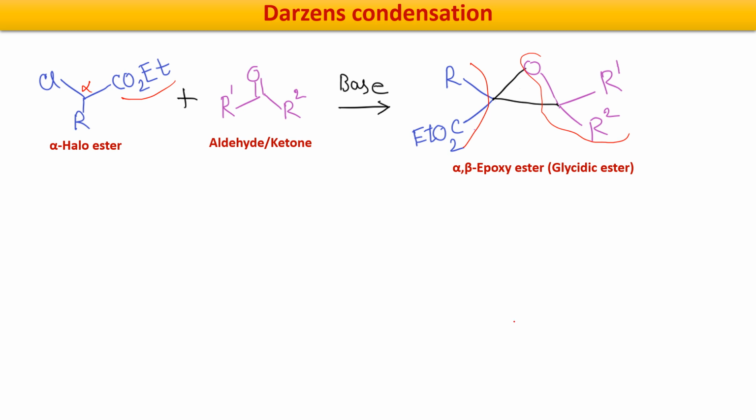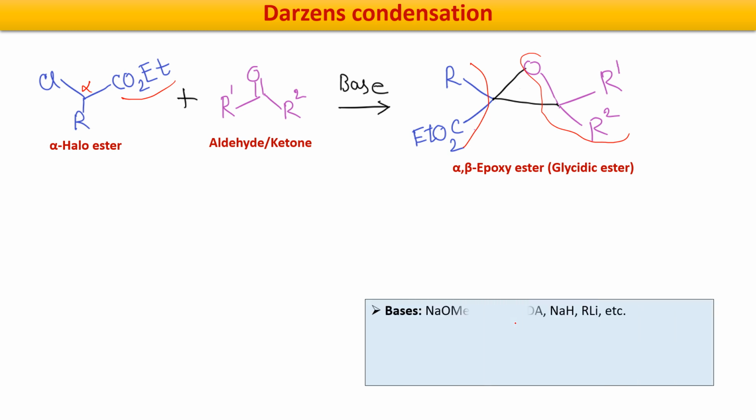Alpha beta epoxy ester is also called glycidic ester, and that is why we also call this reaction glycidic ester condensation or reaction. Fine. Now what type of bases can we use? Here you can see some examples of bases: sodium methoxide, ethoxide, LDA, sodium hydride, and it may be Li or any other alkyl group.